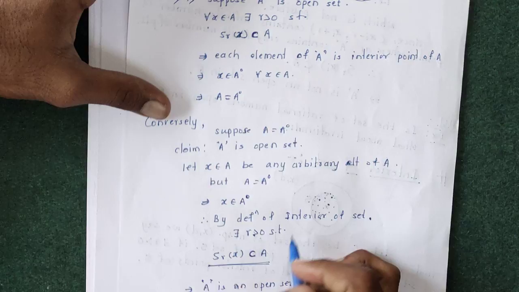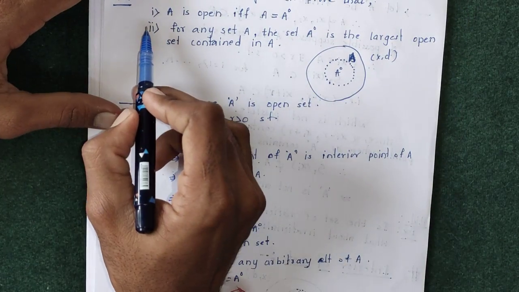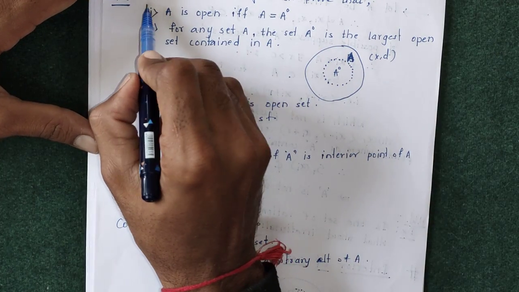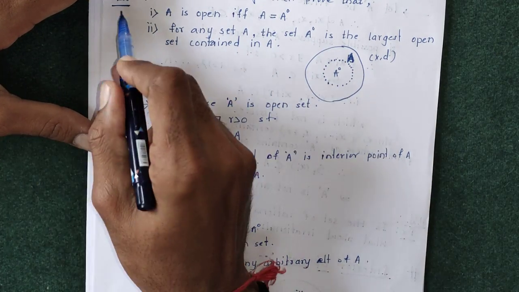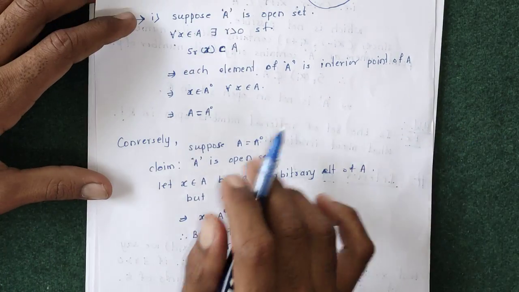This is the proof of the first statement. This is an important example. If your exam is held offline, then these two statements may be asked for 5 marks. So this is the proof of the first statement. Now we will prove the second statement.